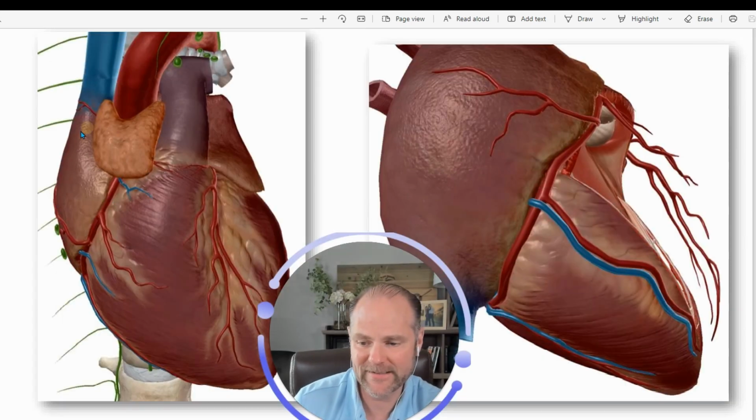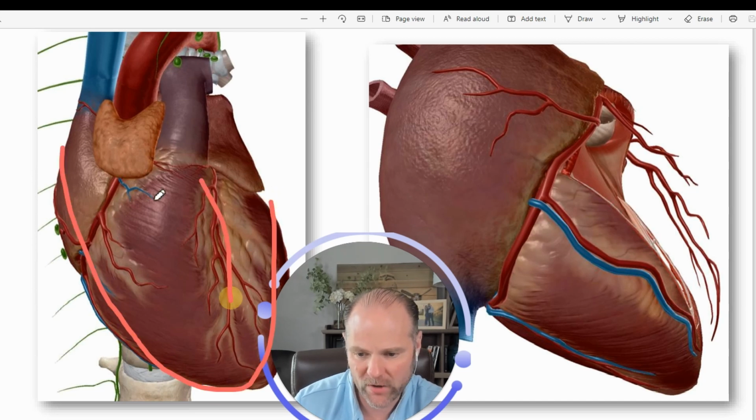So this is what's happening. You see, this is the chest right here. This is the heart right here. Now, what you're looking at here is the heart. And then you see these arteries coming right here. So you can see these different arteries.